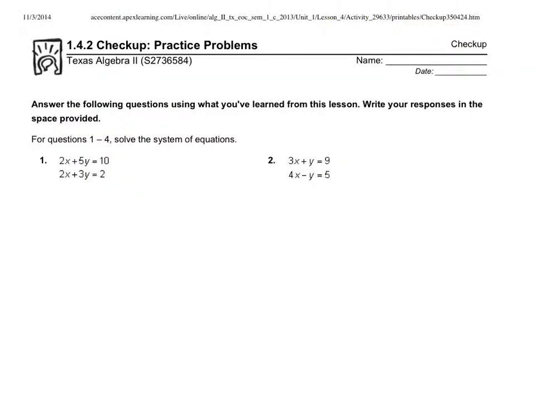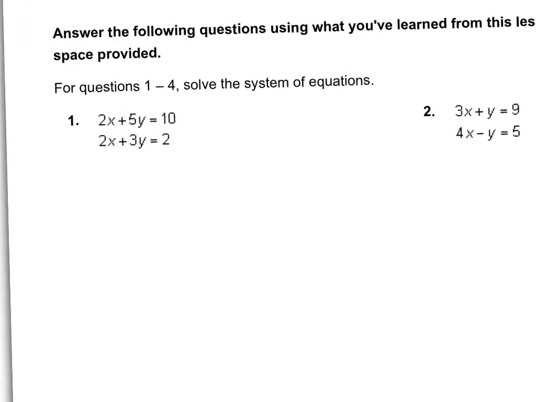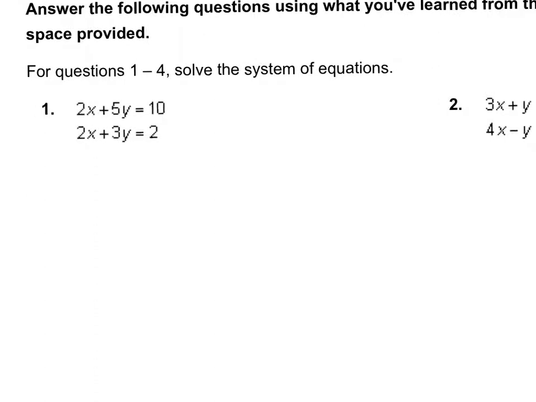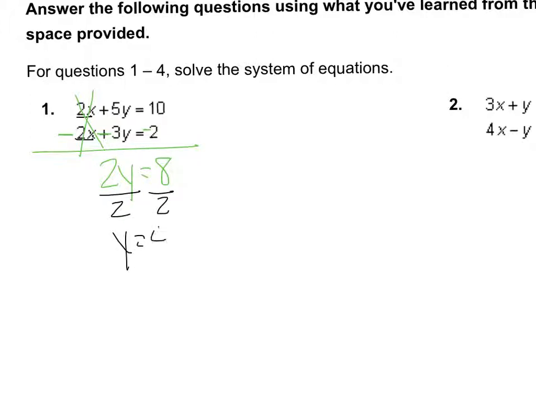Moving on to the checkup. So we have number 1, 2x plus 5y equals 10, and 2x plus 3y equals 2. So in order to solve this, I need to make sure that I can eliminate something. Well, my x's both have 2 in front of them, which is good, but they're both positive, so I need to make one of them negative, so I'm going to switch all the signs in the bottom row. And then I can combine my equations. Well, my x's are going to cancel. 5y minus 3y is 2y. 10 minus 2 is 8. To solve for y, I divide both sides by 2, and I get that y equals 4.